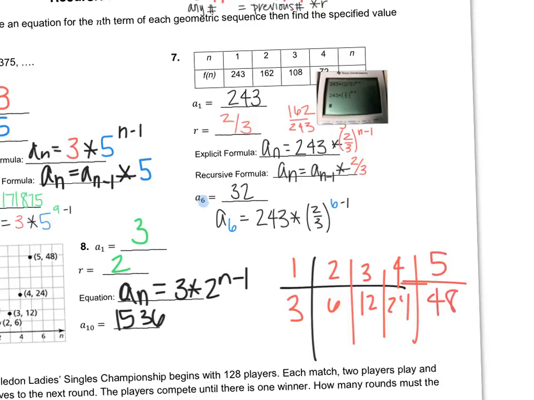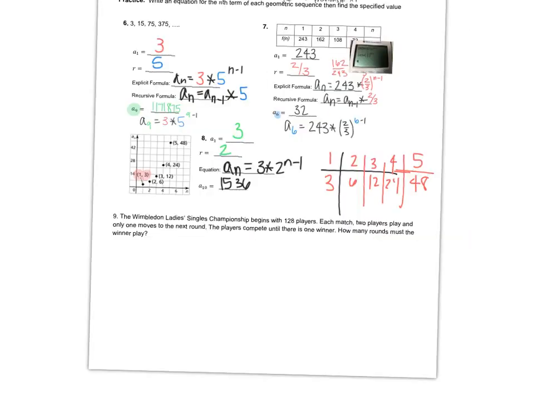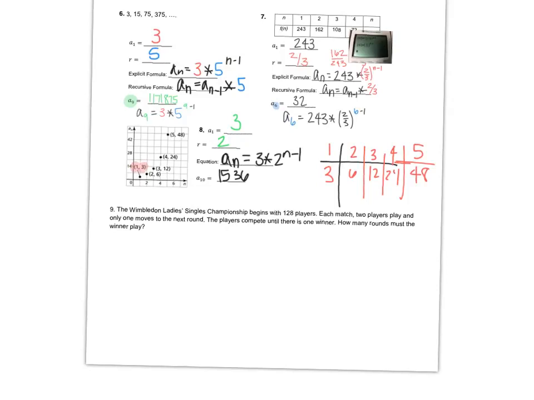Let's talk about the last question. Wimbledon Ladies Singles Championship begins with 128 players. Each match, 2 players play, and only one moves to the next round. The players compete until there is one winner. How many rounds must the winner play? So for this problem, we don't actually need to write an equation. We can actually figure it out. There's a couple ways to do this.